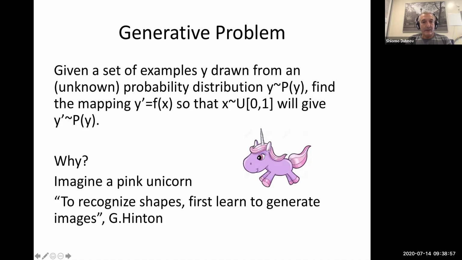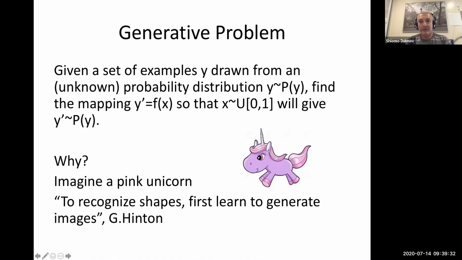And why? As Hinton says, to recognize shapes, first learn to generate images. And the canonical example is: imagine a pink unicorn. This is an example of being able to generalize. The ability to generalize is also important to recognize, because no matter how big your set of examples is, you want to extract some regularities that will allow you to judge something that wasn't seen in your training data. So this ability is the generalization ability.